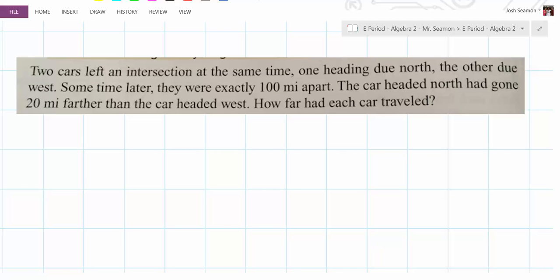Two cars left an intersection at the same time, one heading north and the other one heading west. Sometime later, they were exactly 100 miles apart. The car headed north had gone 20 miles further than the car headed west. How far had each car traveled? This is what I'd like you to do. Draw me a picture of what's going on here. Don't solve anything. I just want you to draw me a picture of what's going on.